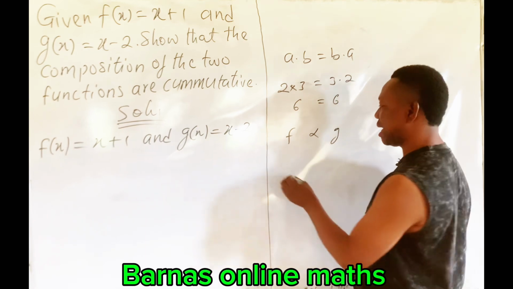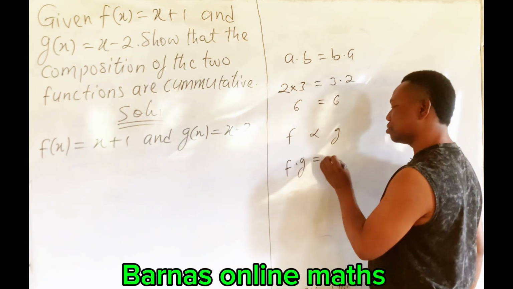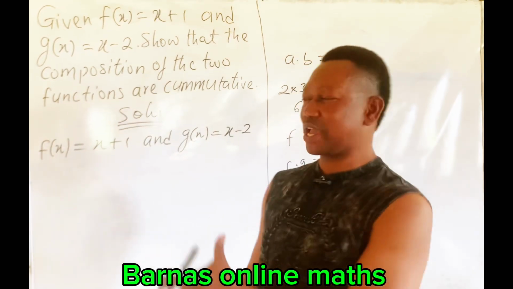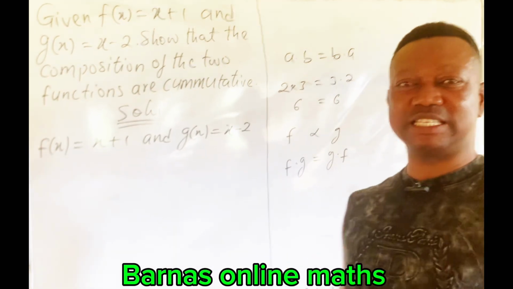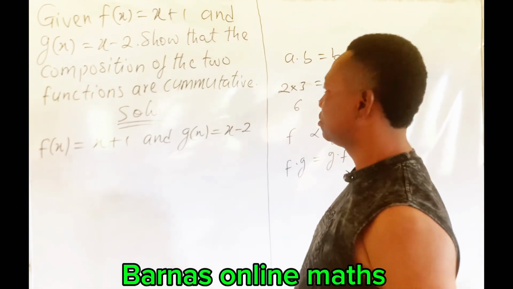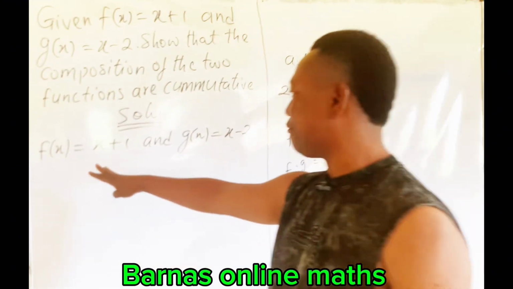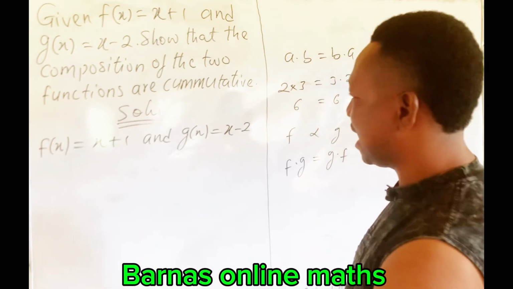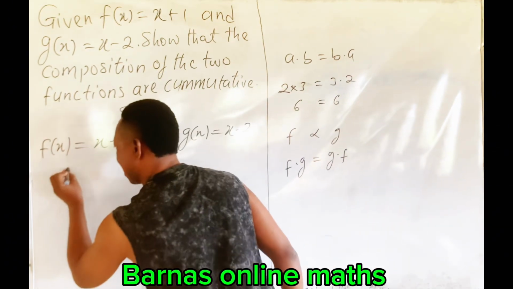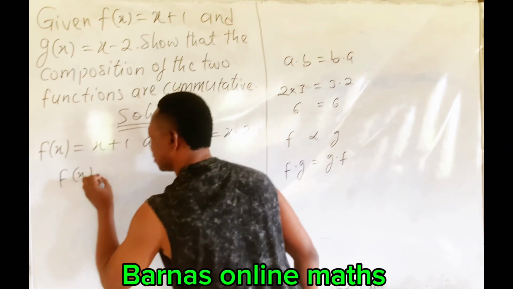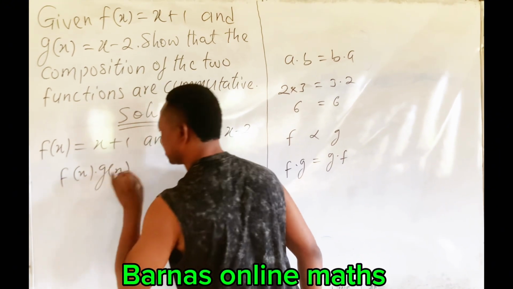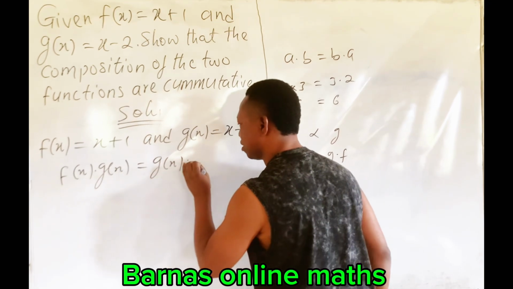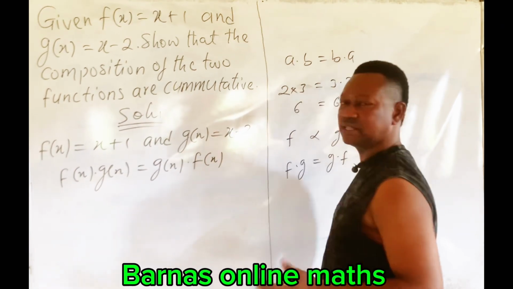So the first function here is f, and the second function here is g. So we wish to show that f dot g is equal to g dot what? F. That's exactly what they say we should do. Of course, this is a composite function question, f of x and that of g of x. So we're asked to show that f of x dot g of x is equal to g of x dot f of x.